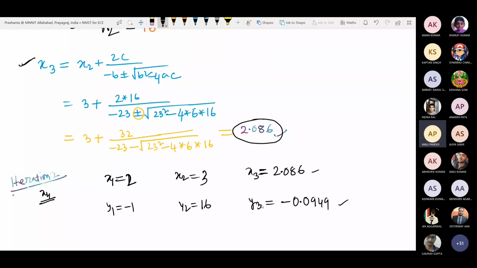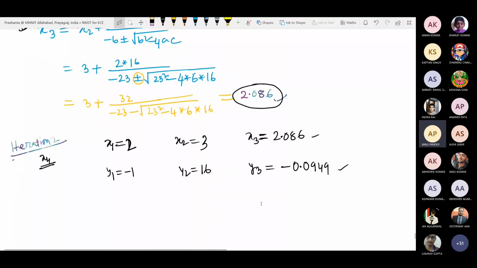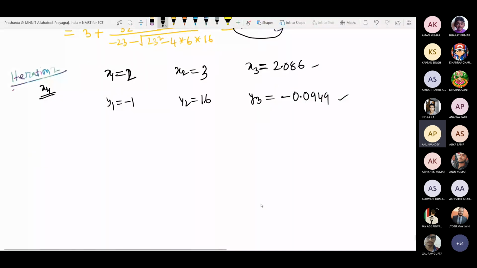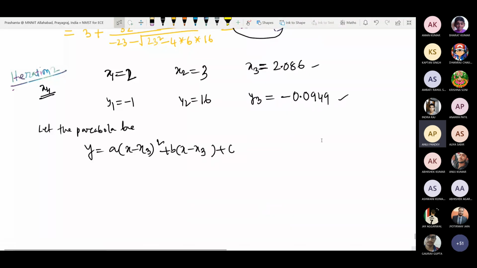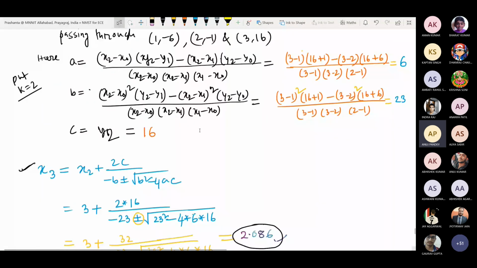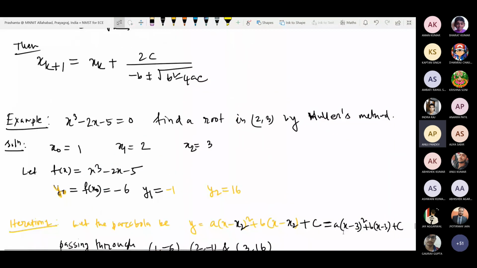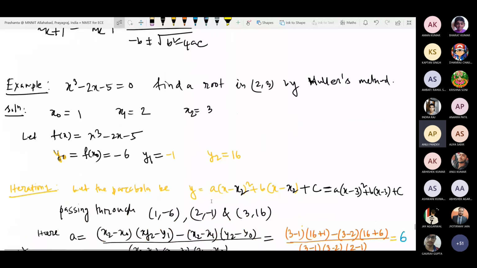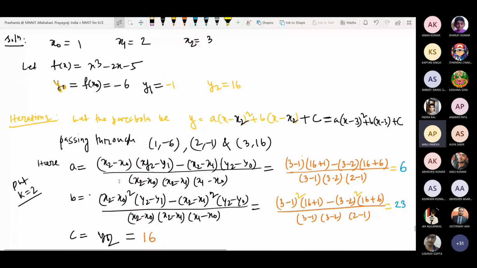So now you will have to calculate what will be A, what will be B, what will be C. So let the parabola be a into (x minus x3) square plus b into (x minus x3) plus c. One index will increase from what it was in iteration 1, everywhere. In the parabola we took a into (x minus x2), and there the index increased by one. Similarly, in the formulas for a, b and c, the index increases by one everywhere.